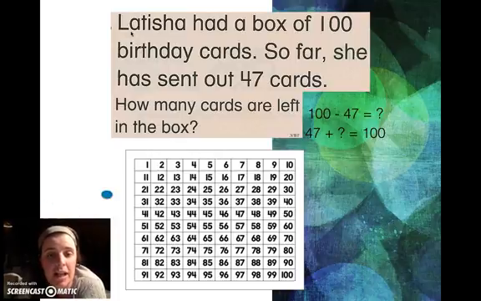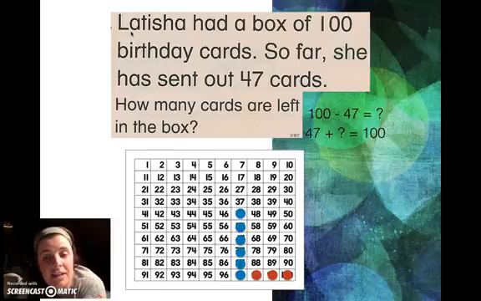So Osley started at the number 47 and she counted up. And you know what? She didn't count by ones. She took a shortcut and counted by tens. Nice job. So what is it going to take to get us to 100 from 47? Let's see. 10, 20, 30, 40, 50, and then Osley transitioned to counting by ones. 51, 52, 53. Nice job. So she has 53 cards left.